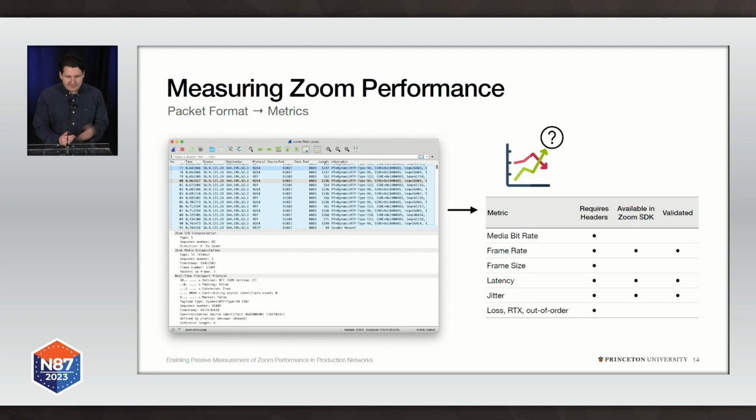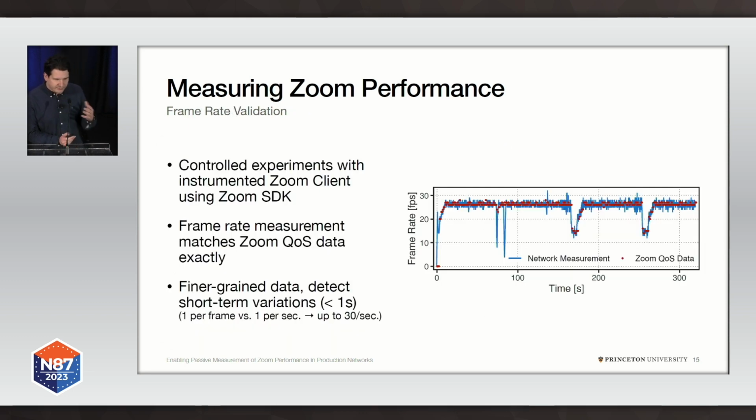And actually 3 of these metrics are also programmatically available through the Zoom SDK. As a result, we were able to validate our estimation techniques using the ground truth as provided by Zoom. So let's start with frame rate. I'm going to go through these 3 now. We conducted a couple of controlled experiments where we instrumented a Zoom client using the SDK. And this modified client actually emits and receives the exact same type of packets.